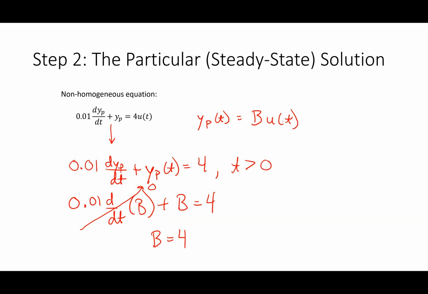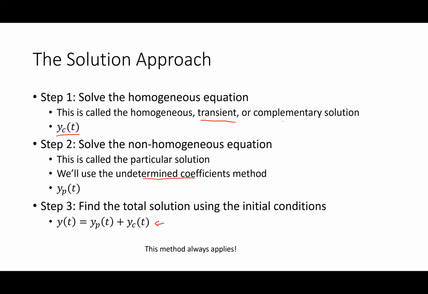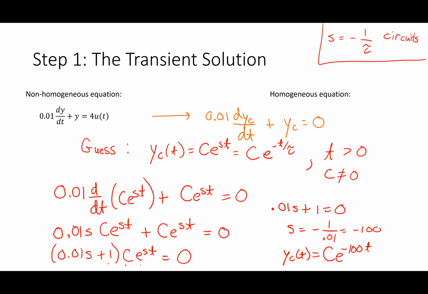What's my third step? I said my third step was to get the total solution with the initial conditions. So the total solution is y of t equals y sub c, this was the transient, plus y sub p, this was the steady state.